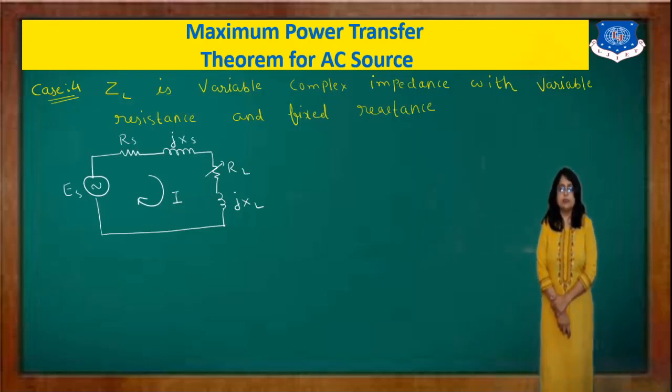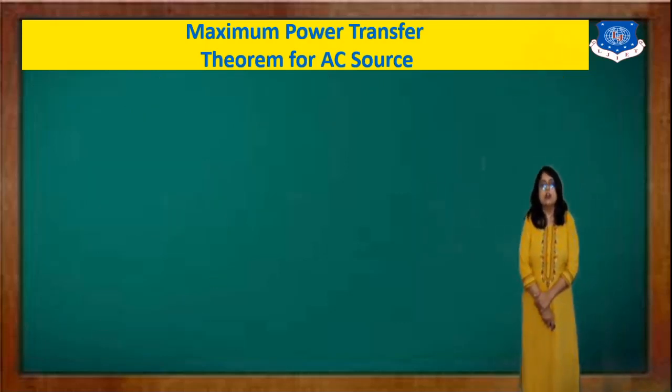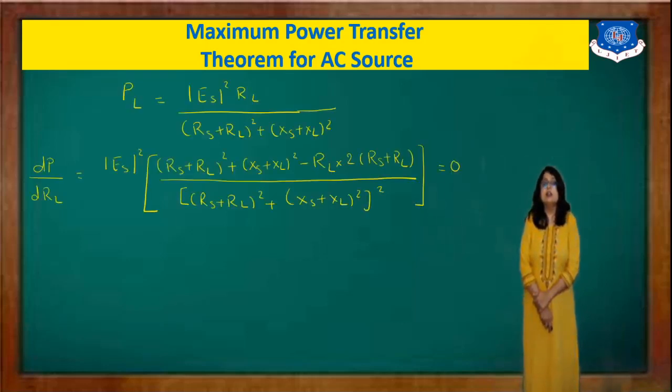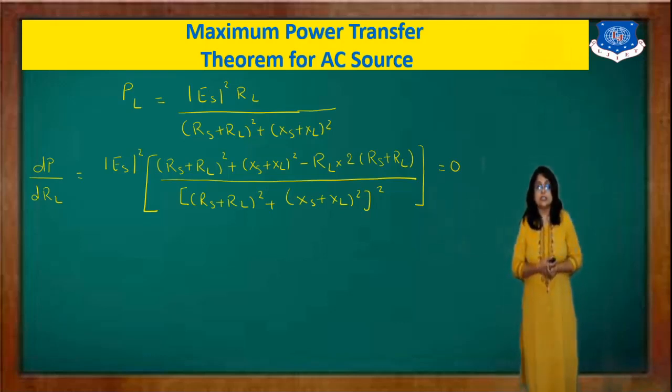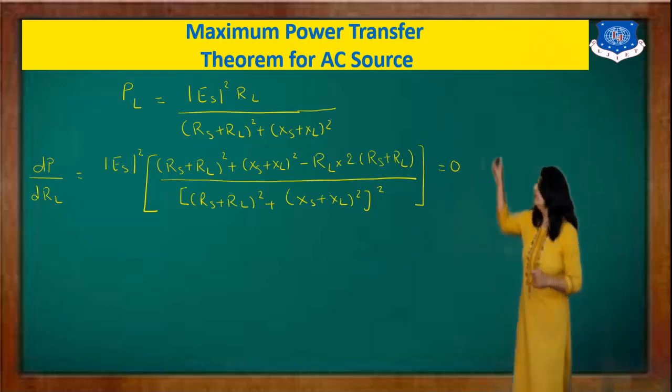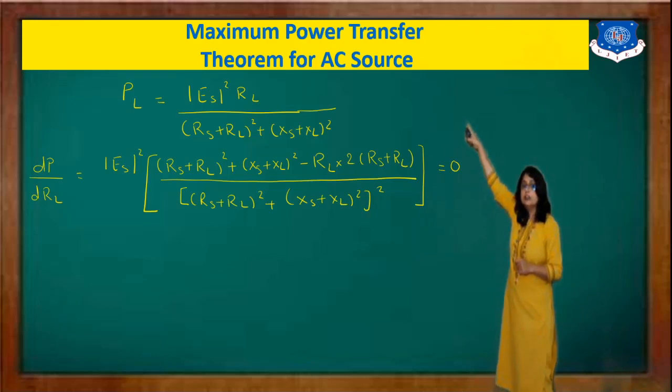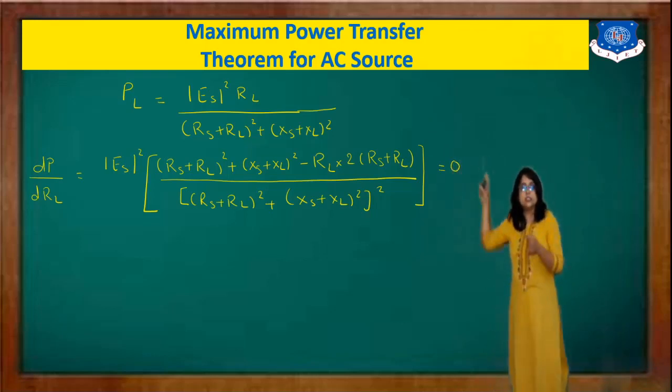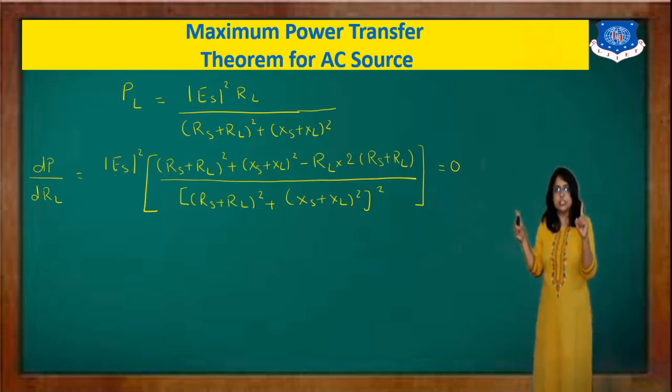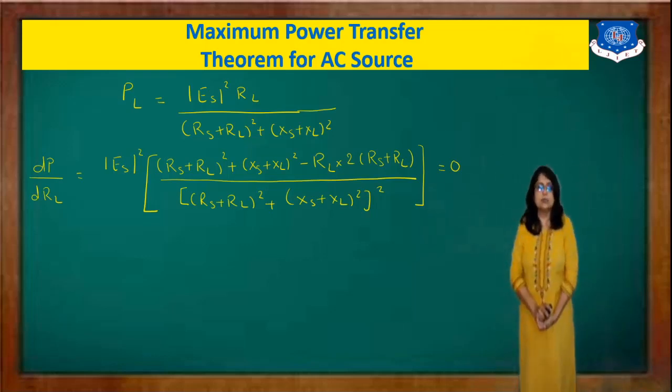Now last case, that is ZL is a variable complex impedance with a variable resistance and fixed reactance. So what will happen? This is the equation of power, right? Then here you cannot say that XL equal to minus XS because your reactance is fixed. So in this case you have to find the differentiation of this power equation.